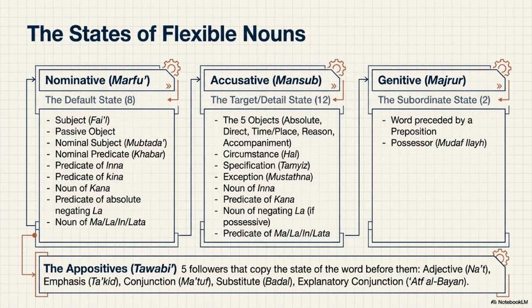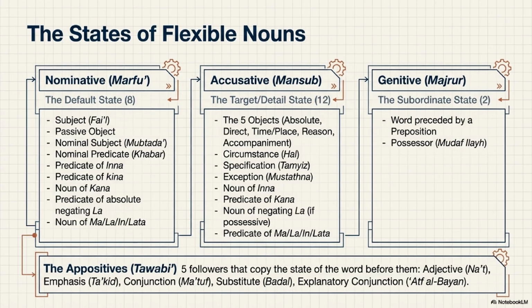If you say, the student broke the glass, the student is the active subject. But if you say, the glass was broken, the glass becomes the passive subject. In Arabic, that passive subject is elevated to the nominative state. I see. Furthermore, the text states that in a nominal sentence, a sentence without a verb, both the subject and the predicate are nominative. So in the sentence, the sky is blue, both the word sky and the word blue would carry the nominative vowel ending. But then it gets into these highly specific structural rules regarding particles.